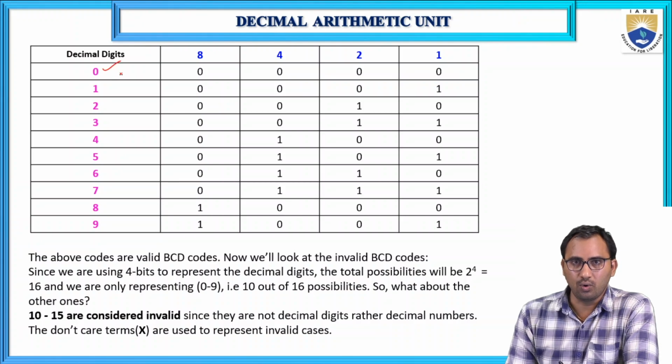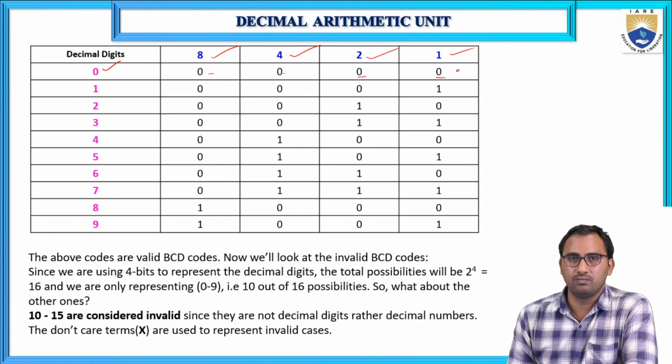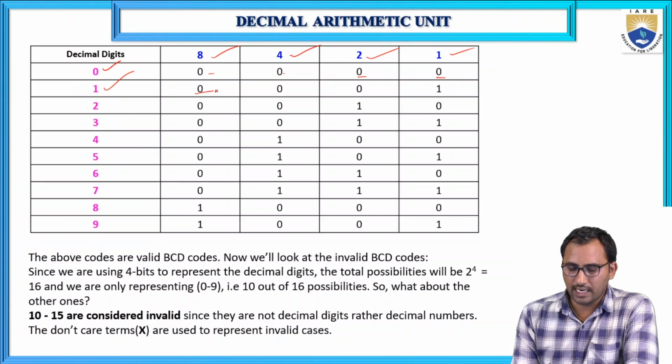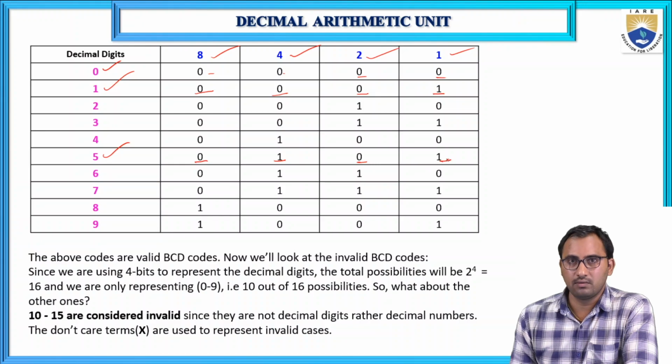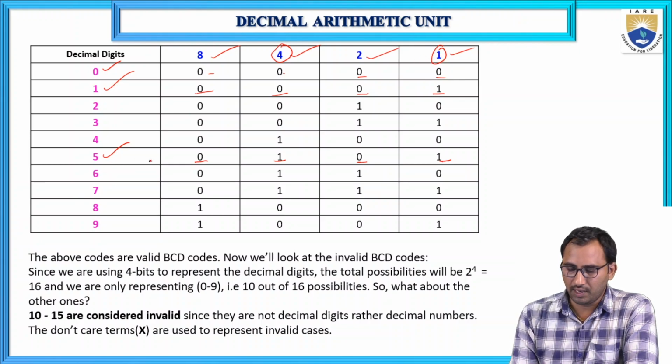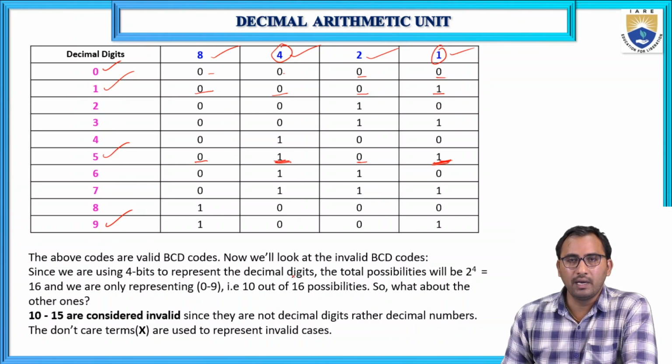Suppose you have a 0, it can be represented in positional weights 8421 as 0, 0, 0, 0. Similarly 1 we can write as 0, 0, 0, 1. 5 we can represent as 0, 1, 0, 1, because by adding these positional weights, it will give its value. So 4 plus 1 is equal to 5, so the corresponding bits have to be made 1. Like that, we can write all the decimal numbers in the corresponding 4-bit binary number.